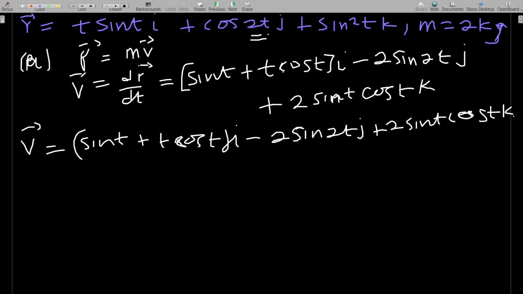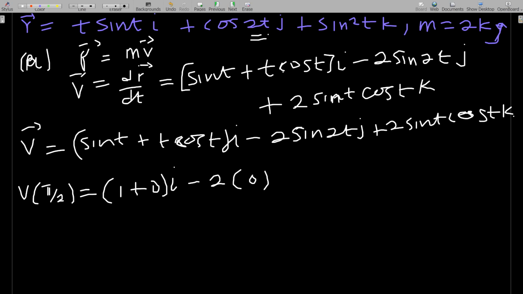So your velocity evaluated at pi over 2 will be equal to sine of pi over 2, and if you use radians, it's 1. If you use degrees, sine 90 is 1. So I have 1 plus pi over 2 times cos pi over 2. Cos pi over 2 is 0. Then minus 2 sine of 2t, and t is pi over 2, so sine of 2 times pi over 2. 2 times pi over 2 gives you just pi, and sine of pi is the same as sine of 180, and that is 0. In radians, sine of pi will still give you 0.